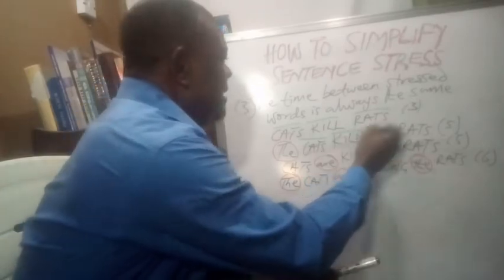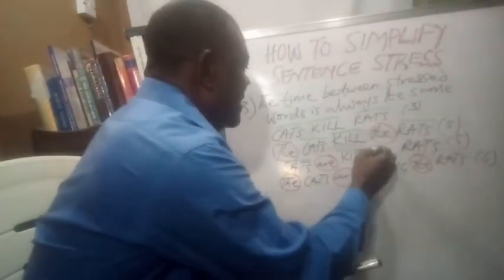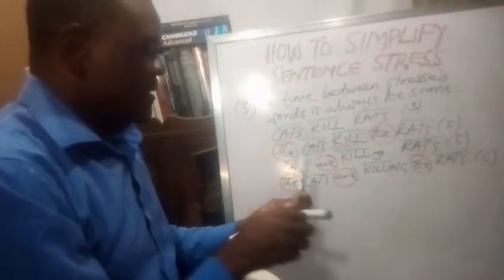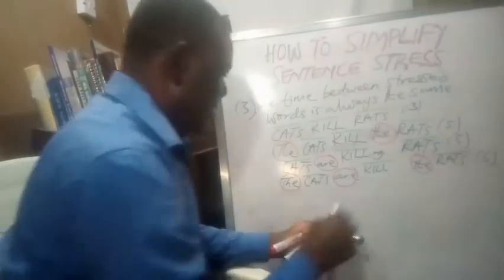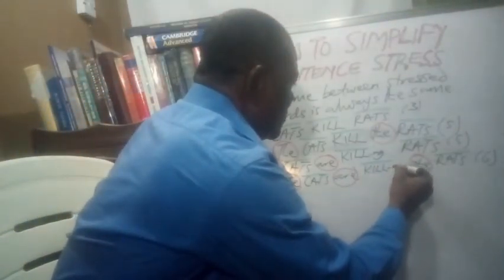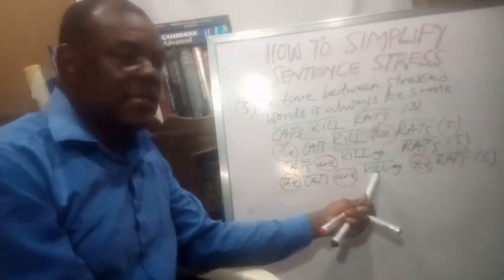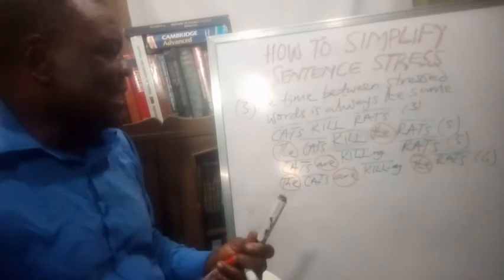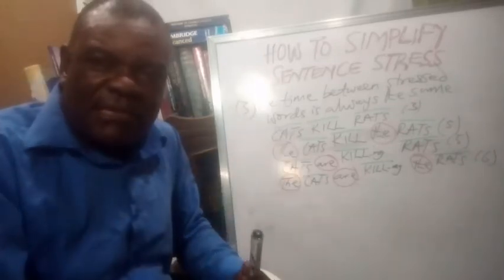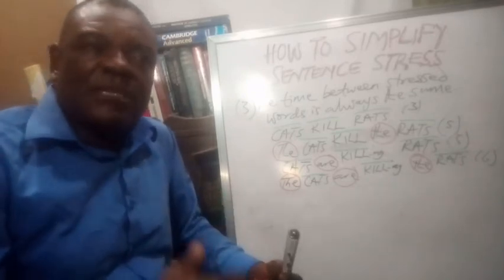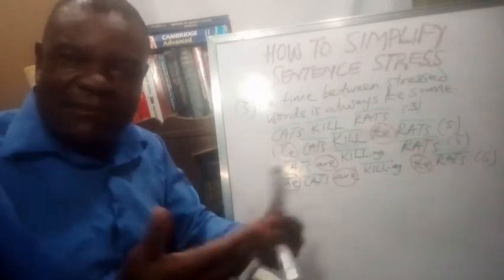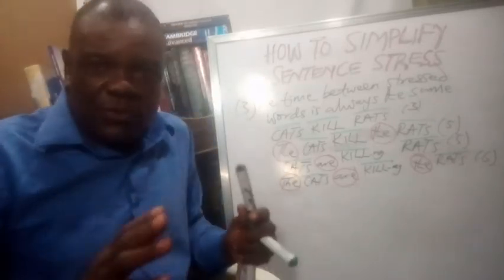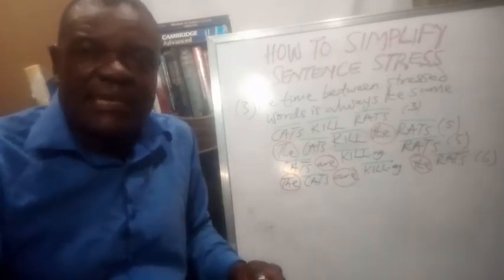Again here, cats kill rats. Now let's look at this one. Of course, we ought not to stress it, because it is 2 syllables, only the word kill is stressed, the other one is unstressed. So that is exactly what sentence stress is about. And stress timing enables speakers to convey meaning. Now that is exactly one of the things you ought to know that will enable you to simplify sentence stress.